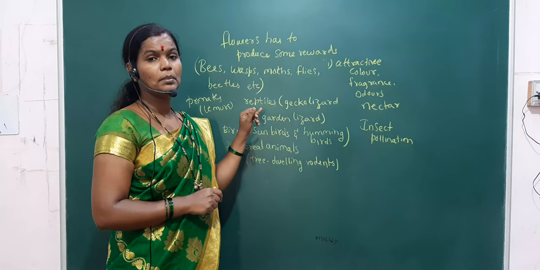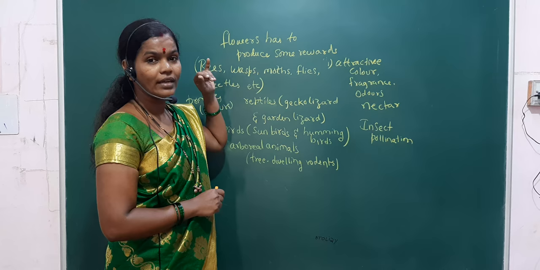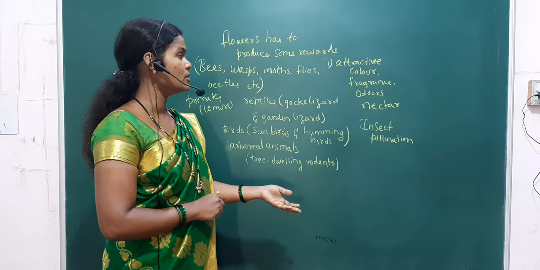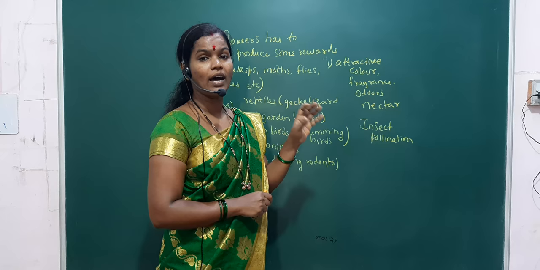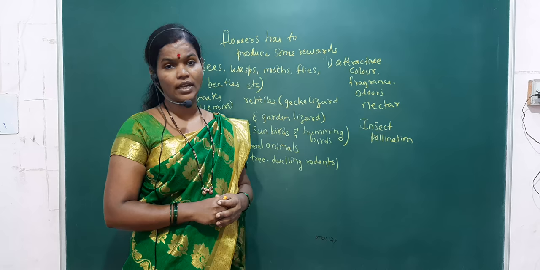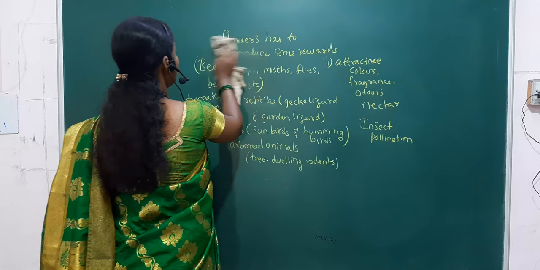So here, to attract the insects, the flowers have to produce some rewards to the insects and to the other animals. Like what rewards? The flowers should have attractive color. The flowers should have the fragrance. Then odor they should have, and also they should produce the nectar. Okay. Now to understand this mechanism, we have to see an example like Amorphophallus.